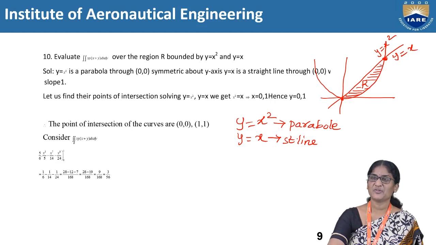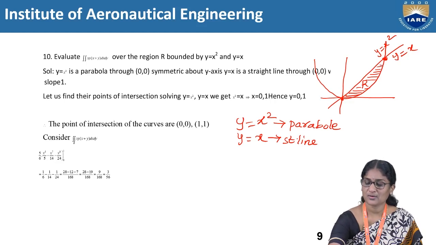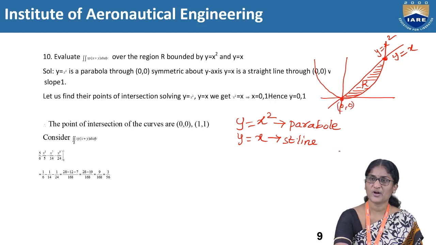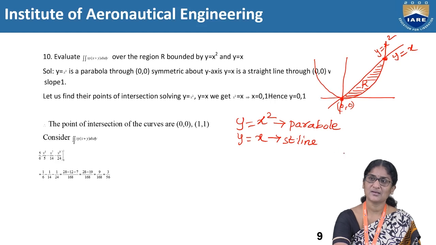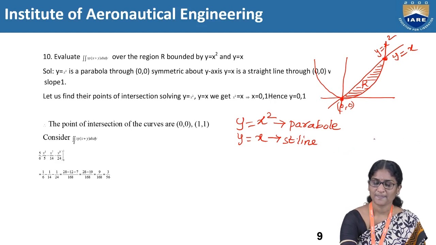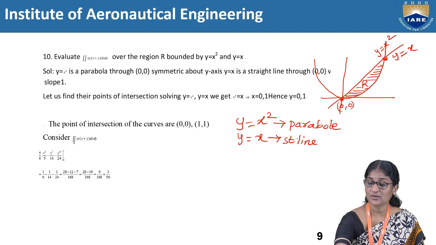Now, before going to the limits, first we have to find the point of intersection. One point of intersection is obviously (0, 0) because the two curves touch at the origin. Finished. Now, how to find the other limit? How to find this value?